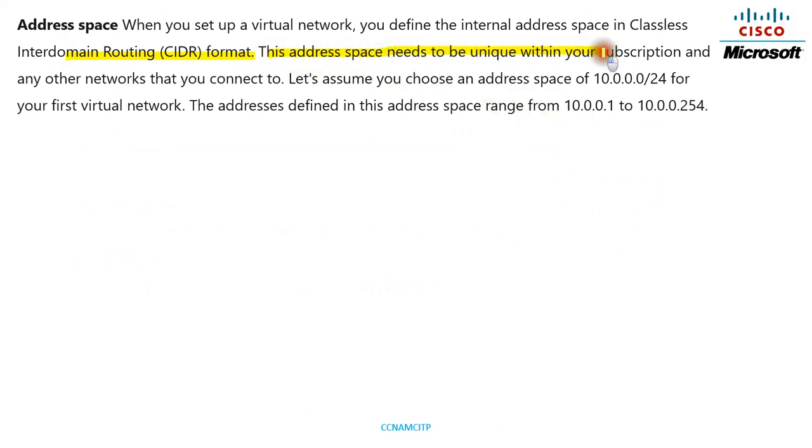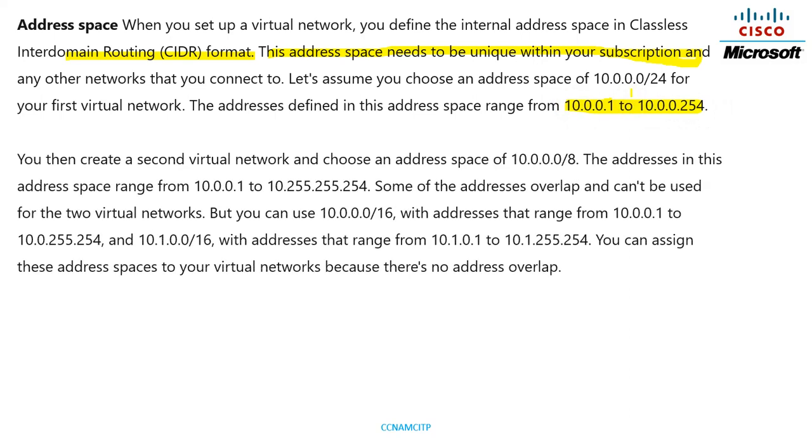Apart from this, the address space needs to be unique within your subscription and any other network that you connect to. Let's assume you choose an address space 10.0.0.0 and a /24 subnet mask. The range is 10.0.0.1 to 10.0.0.254. This is your IP address range for this subnet. Then you create a second virtual network and choose an address from 10.0.0.0, and you are giving subnet /8 only. The addresses in this address space range once again from 10.0.0.1 to 10.255.255.254.